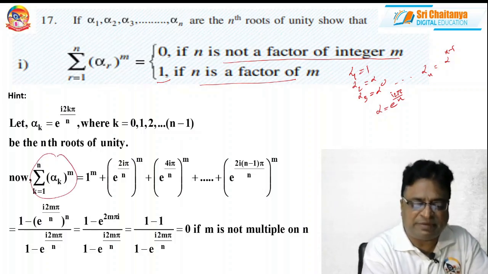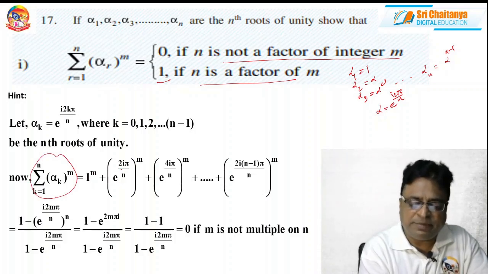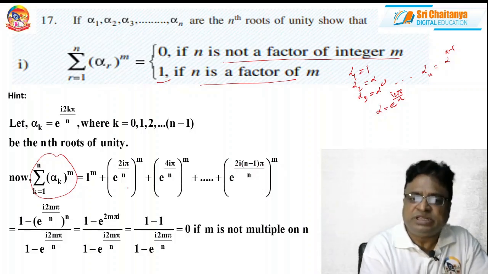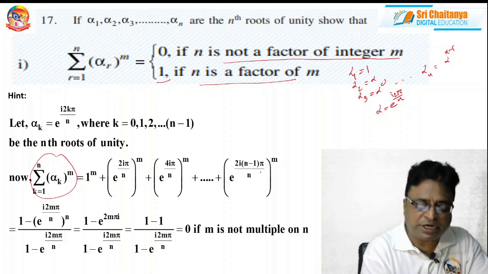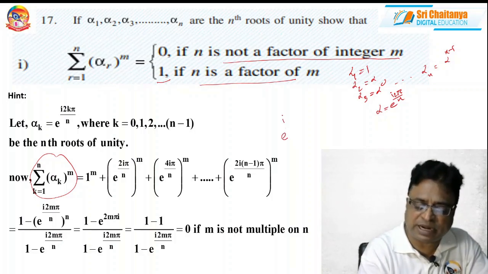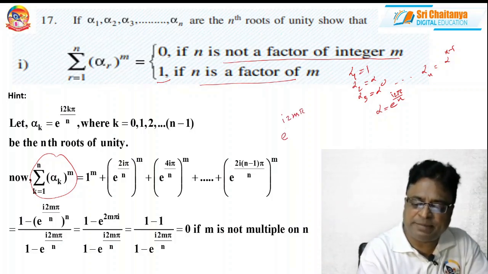So 1 power m, e power i 2 pi by n, because if k equal to 1, that is alpha 1. Alpha 1 means, as I mentioned, that is e power i 2 pi by n. Alpha 2, that is e power i 4 pi by n whole power m, up to e power 2 i n minus 1 pi by n whole power m. This is in the form of a GP with the common ratio as e power i 2m pi by n.